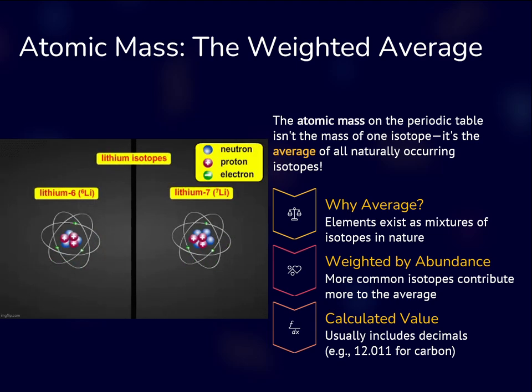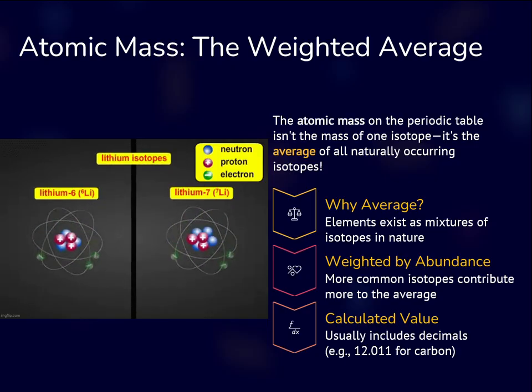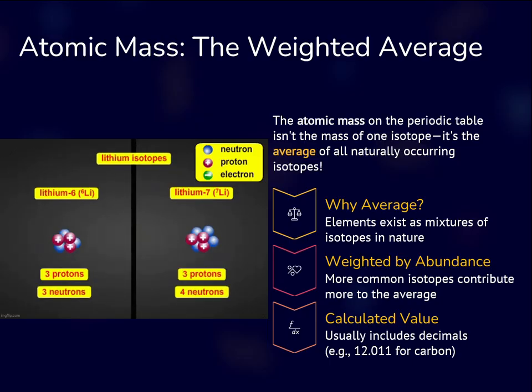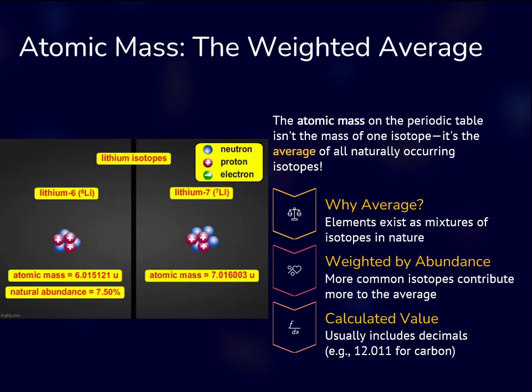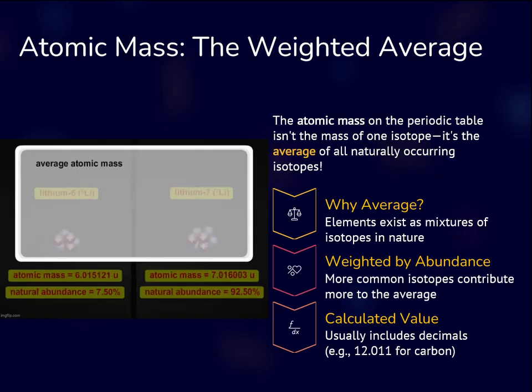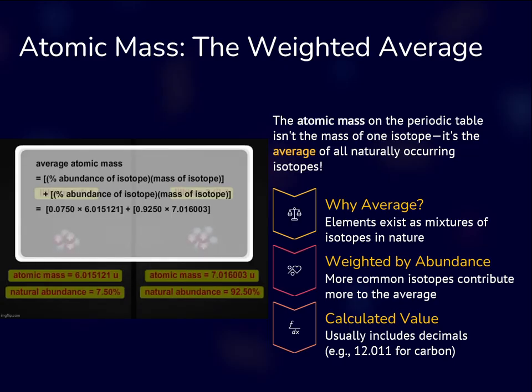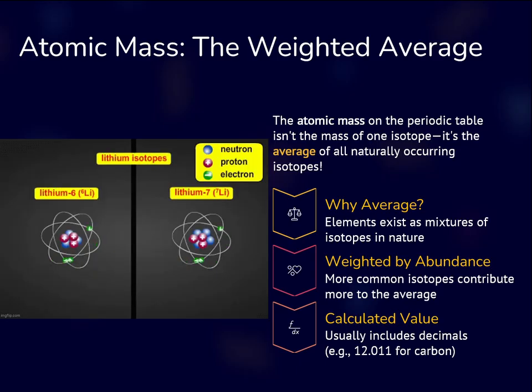Think of it like finding the average grade in a class. If one test counts more than another, it affects the final score more strongly. The same idea applies here. Isotopes that occur more often in nature contribute more to the average mass. So, an element with one very common isotope and one rare isotope will have an atomic mass closer to that of the common isotope's mass. That's why these numbers usually include decimals, because they reflect real, natural variation. This is how scientists can link what we see on the periodic table to what actually exists in nature.